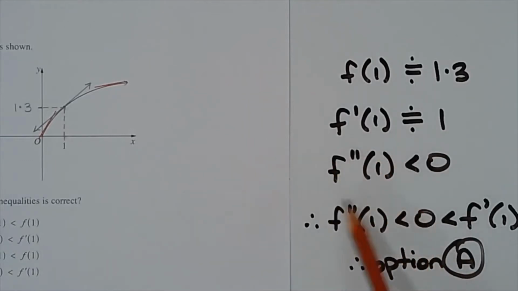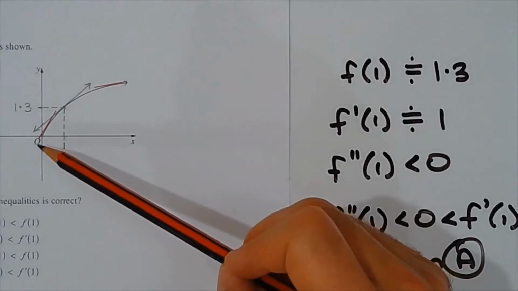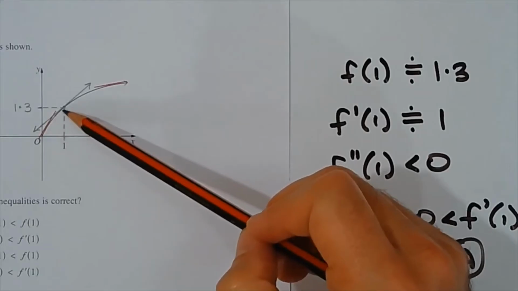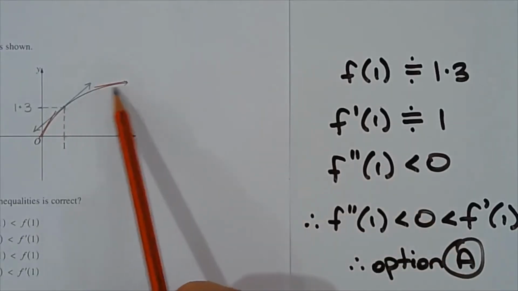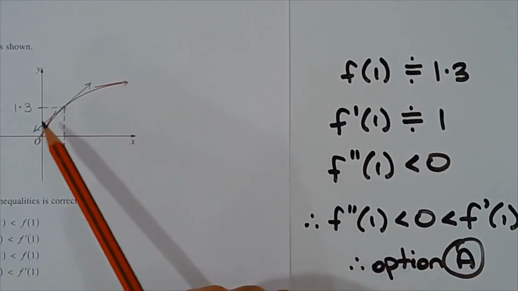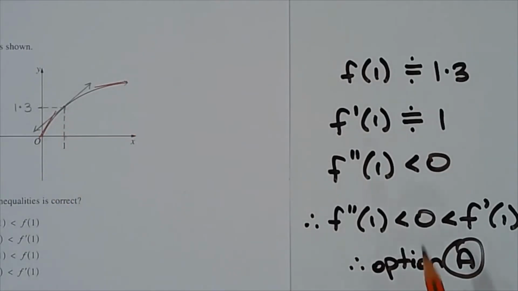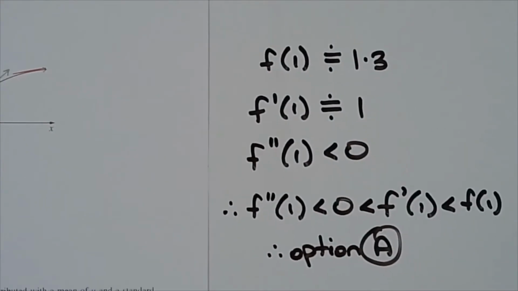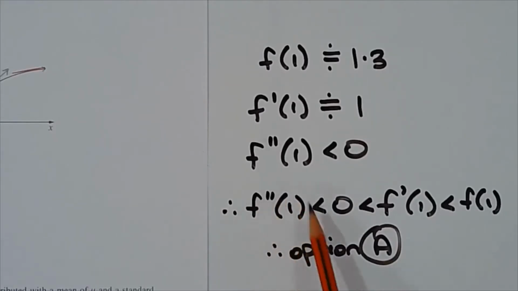And the value of the second derivative at this point I found by analyzing the gradient of the tangent at some point to the left of where x equals 1, and some point to the right of x equals 1. And I found that the gradient of the tangent decreased as we went from left to right. So that means the second derivative at this point must be negative. Therefore, the second derivative at x equals 1 is less than 0, which is less than the first derivative at x equals 1, which is less than the value of the function at x equals 1. So therefore, the answer is option A.